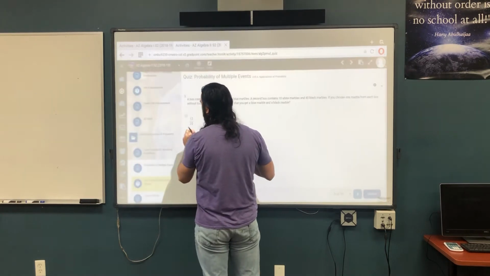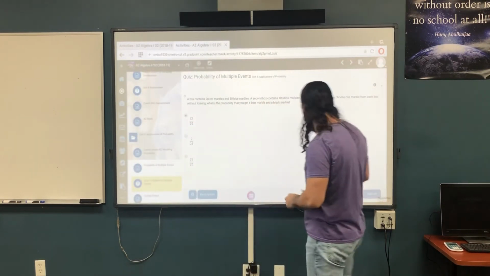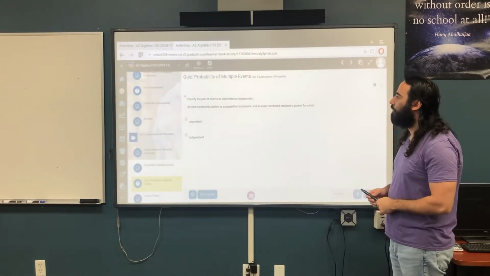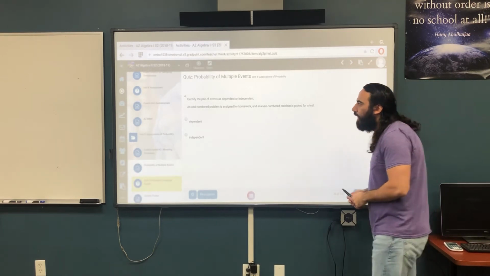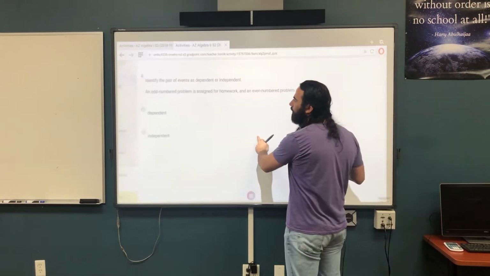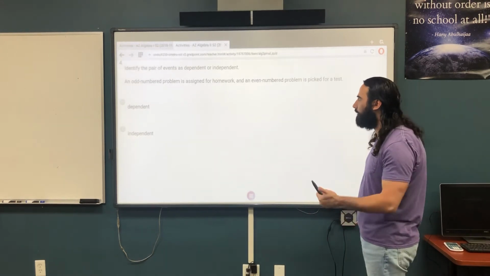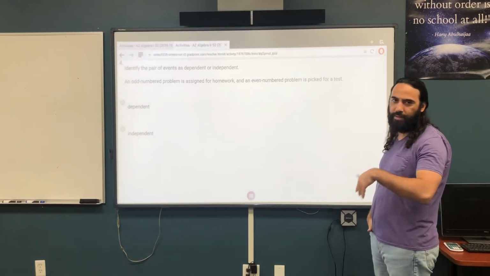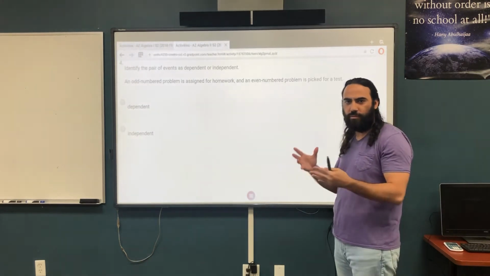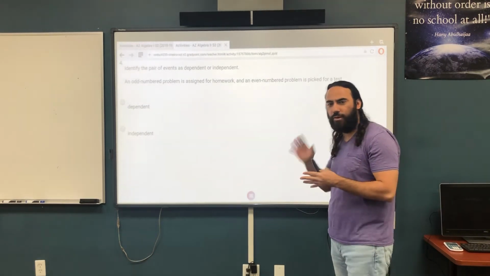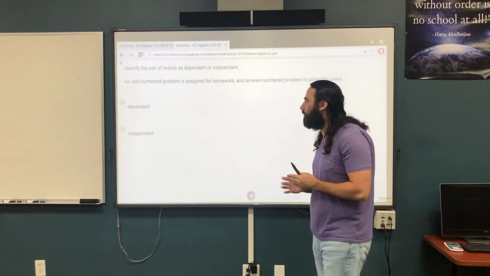So the answer is 12/25. Let me zoom in. Identify the pair of events as dependent or independent. Dependent means the two events depend on each other. Independent means they don't depend on each other.